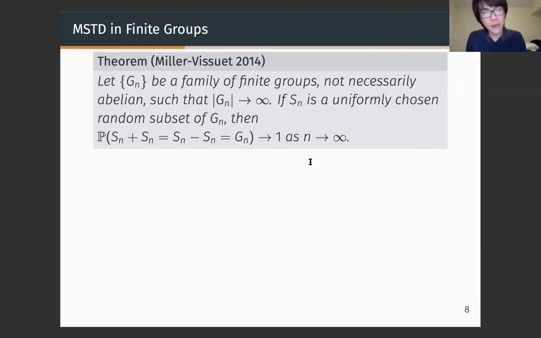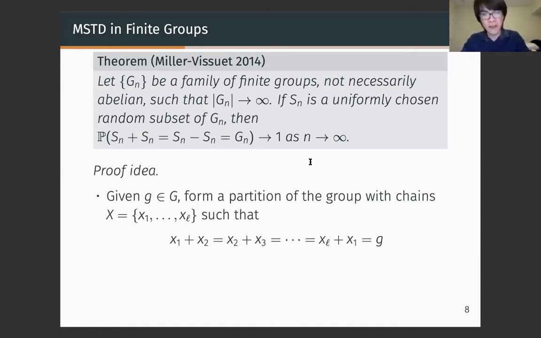So in general, when we take a look at finite groups which are not necessarily abelian, an interesting thing happens. A theorem proven by Miller and Vissuet states that if Gn is a family of finite groups such that their size tends to infinity, and Sn is a uniformly randomly chosen subset of Gn, then the probability that the sumset and the difference set of Sn both equal the whole group tends to 1 as n goes to infinity. And we sketch an outline of the proof.